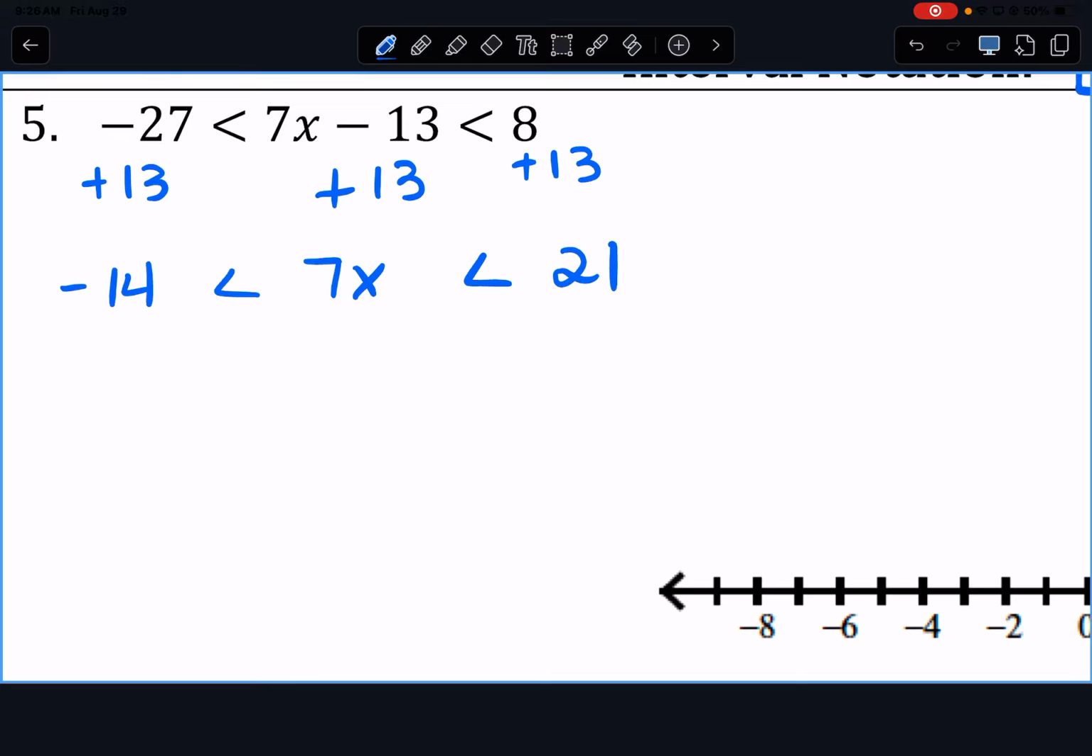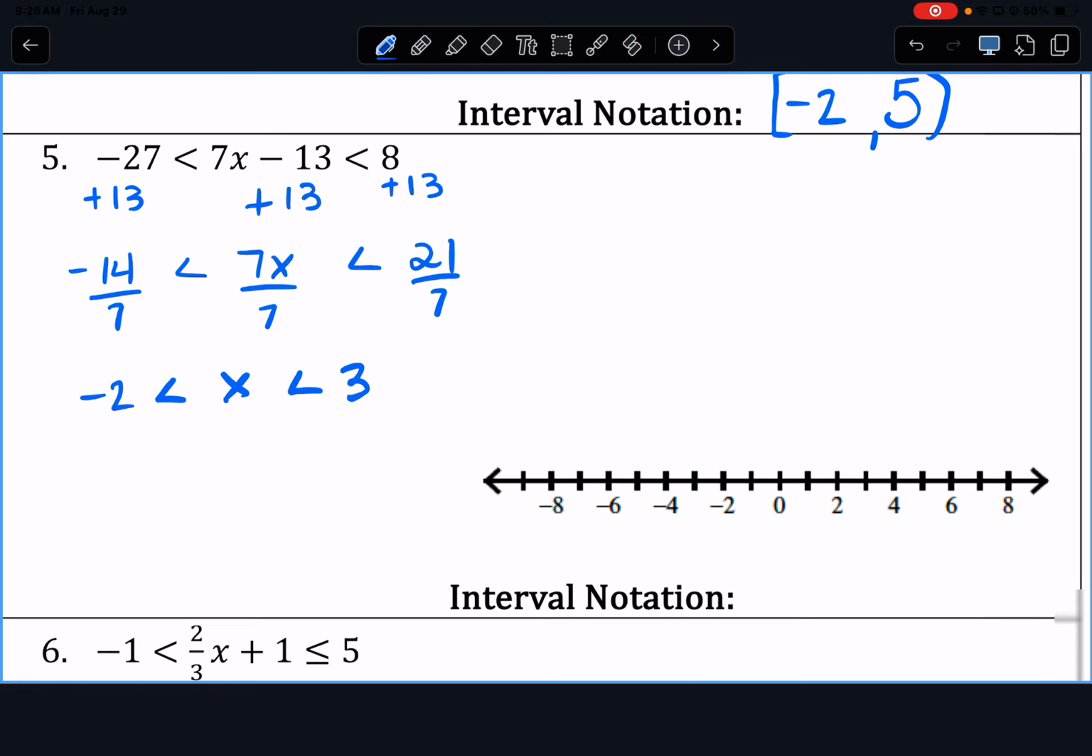Now, how do I solve that for x? Divide by 7. Divide everything by 7. What is negative 14 divided by 7? Negative 2. Is less than x is less than 21 divided by 7? 3. So we are good to graph now.